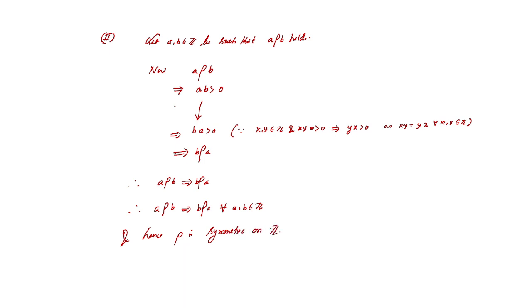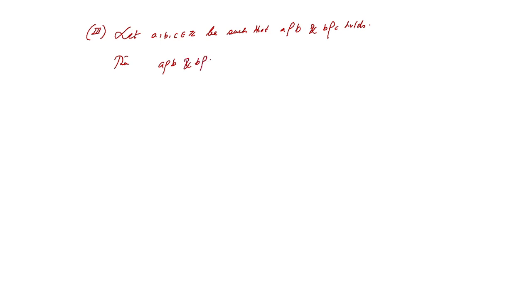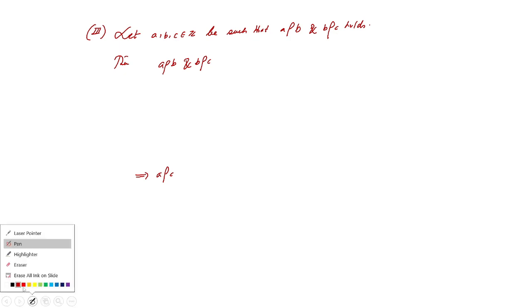Now we come to the third part. We will examine whether rho is transitive or not. So let A, B, C belong to Z be such that A rho B and B rho C hold. So what do we have to prove? If it is transitive, then A rho B and B rho C implies A rho C. That we need to prove. Okay, so we'll continue now.